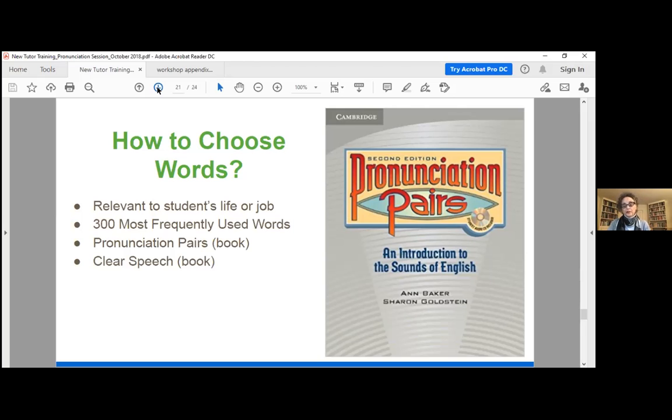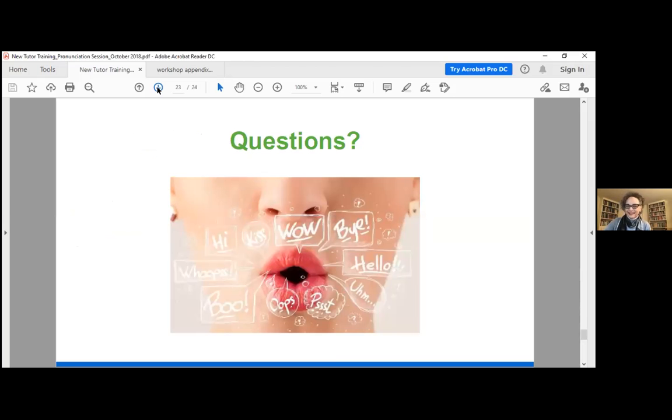Are there any questions about this part? The pronunciation pairs has a lot of exercises and vocabulary words for each sound that can help you out. But as I said, the internet is a great resource. Any other questions?